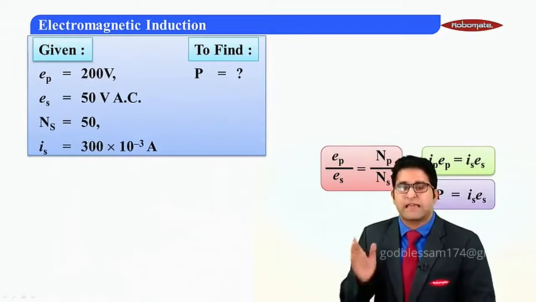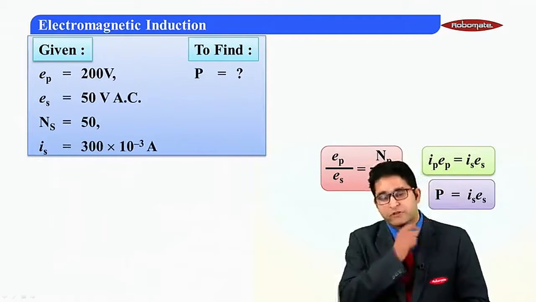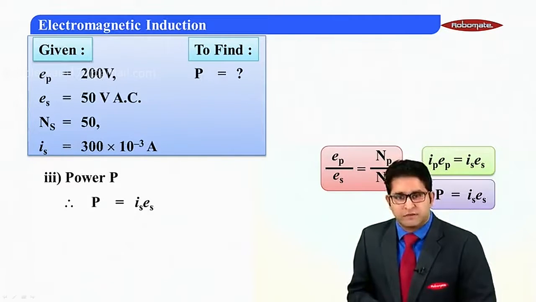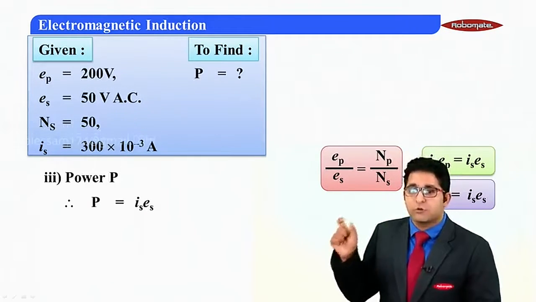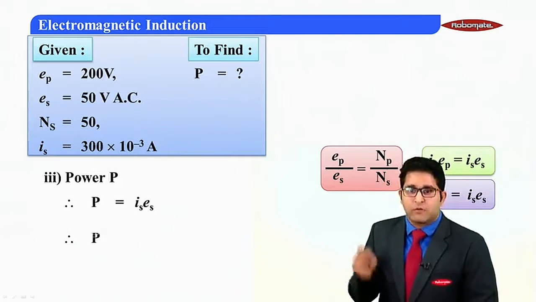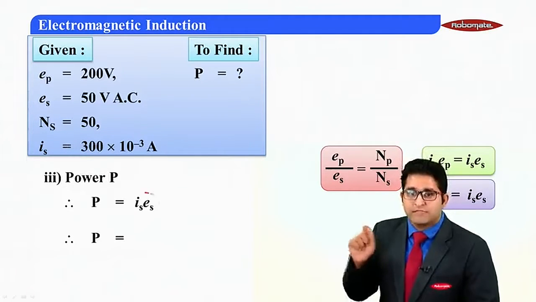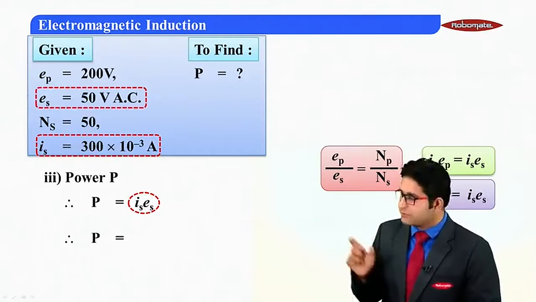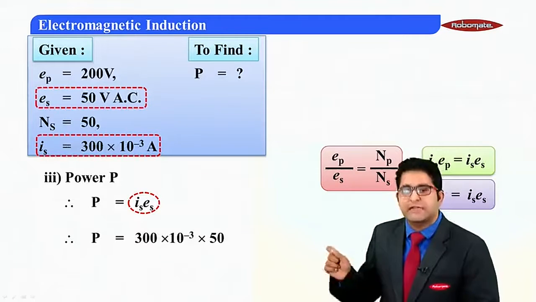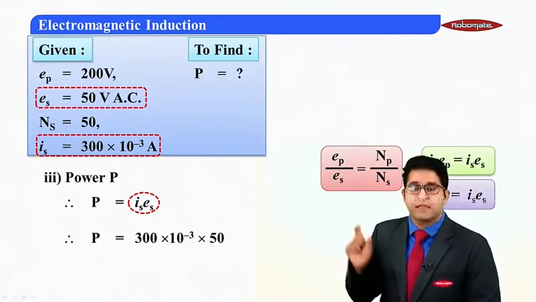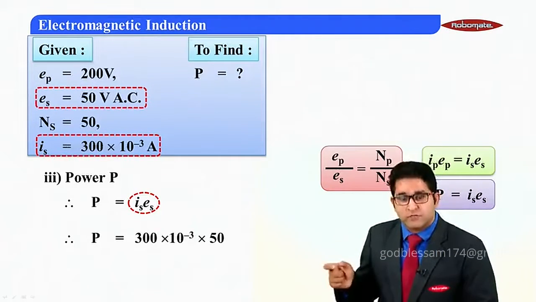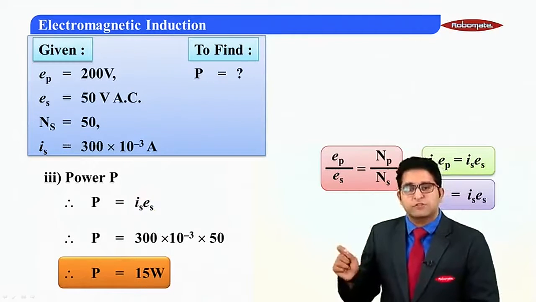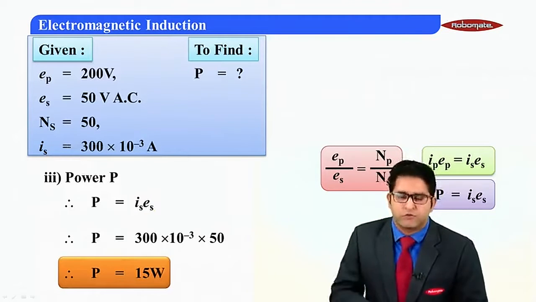Now let us move further. Let us calculate power. For this I'll be using the third relation. Power is given by the formula IS into ES, right? Now we know the values of ES and IS, right? What is the value of IS? The value of IS is 300 into 10 raised to power minus 3, and the value of ES is 50. So let us substitute. So we'll get 300 into 10 raised to power minus 3 into 50. 300 into 50 will give me 15,000, into 10 raised to power minus 3 will give me 15 watts. So in this situation, the power which is consumed is equal to 15 watts.